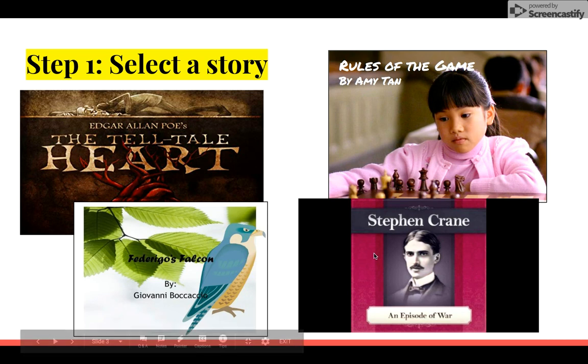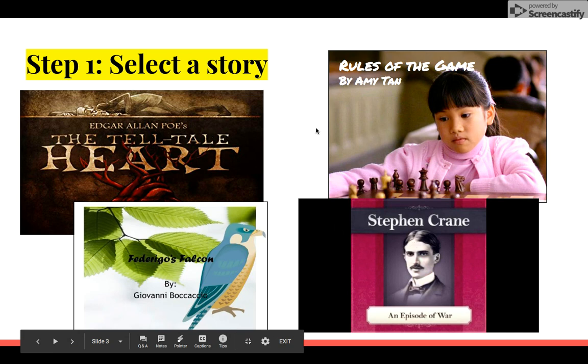Step 1 is to choose a story. You have four stories to choose from. One is kind of spooky, Edgar Allan Poe's The Tell-Tale Heart. One is Rules of the Game, about a girl learning to play chess and her family puts a lot of pressure on her. It's mostly about her relationship with her mother. Federigo's Falcon is about a family that has a falcon that they train to do things and what happens when they lose their falcon. Stephen Crane's An Episode of War is about soldiers in the battlefield.